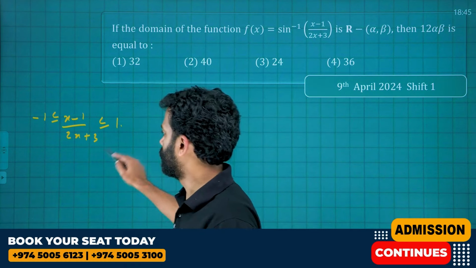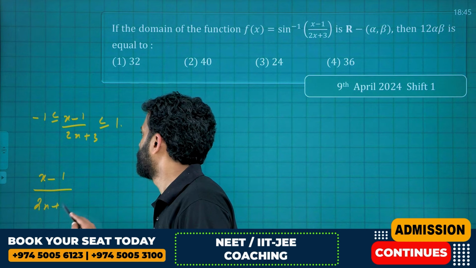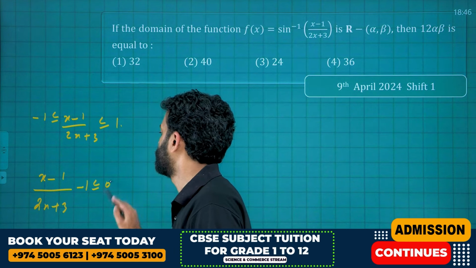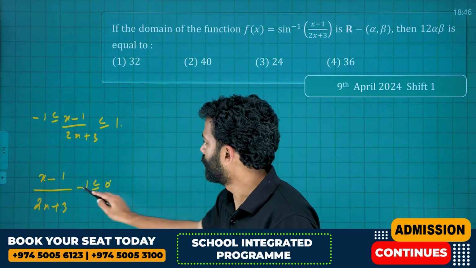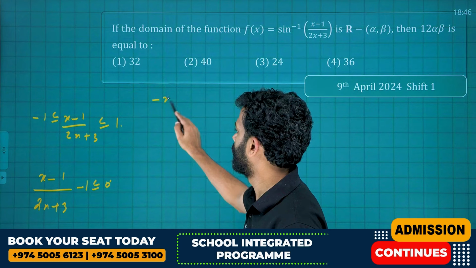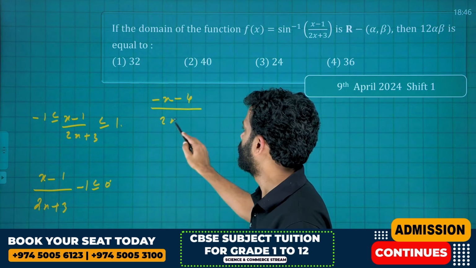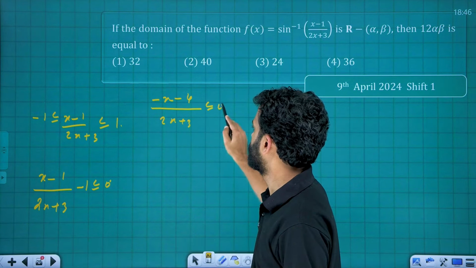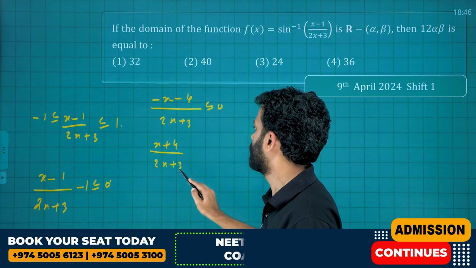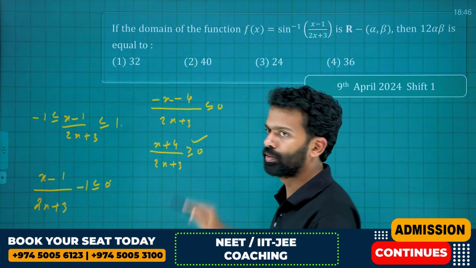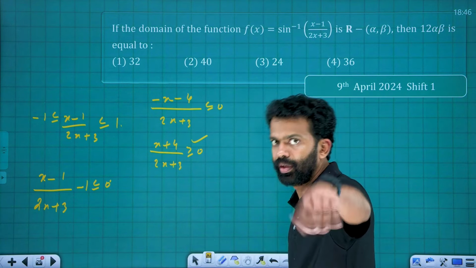Okay, I am going to do this one first, that is x minus 1 divided by 2x plus 3 minus 1 less than or equal to 0. Okay, cross multiplying you will get minus 2x. What is x minus 2x? Minus x minus 3, that is minus 4 divided by 2x plus 3 less than or equal to 0, that is x plus 4 divided by 2x plus 3 greater than or equal to 0. Okay, that's one thing. Next one, we can formulate this one. I haven't gone for the final answer. Okay, that we can do later.